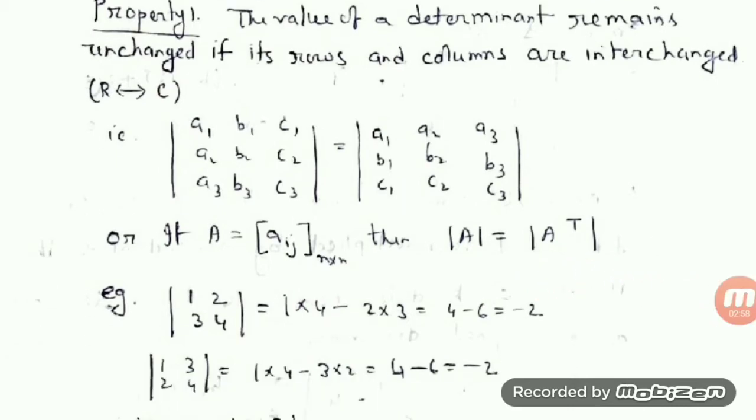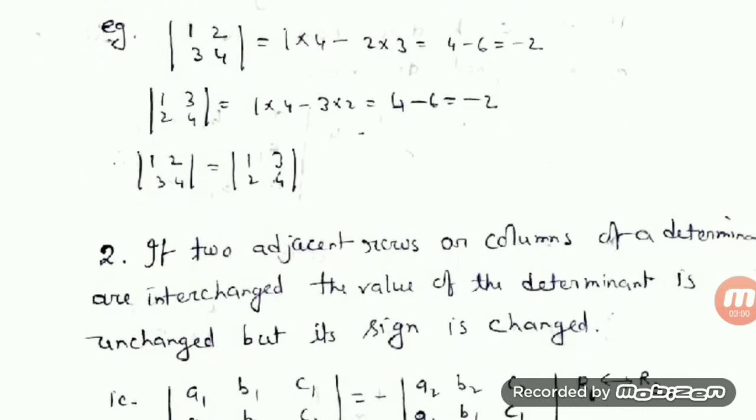Now let us verify it for a 2 by 2 matrix. I select a 2 by 2 matrix because it is easy for us to do the calculation, and a 3 by 3 matrix is generally lengthy. That's why I verify the result for a 2 by 2 matrix. You can take an example of a 3 by 3 matrix yourself and verify the same result for a 3 by 3 matrix also.